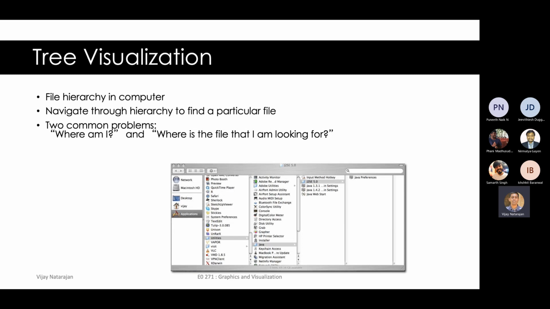Just because you visualize the different levels of the hierarchy in columns, you are able to quickly answer the question, where am I? Because of the highlighted folder and the file. And since you see the list of files in the last column, you also are able to find the file that you're looking for.